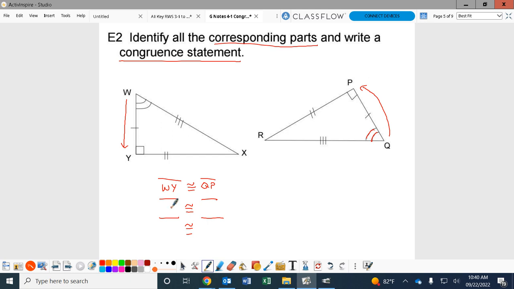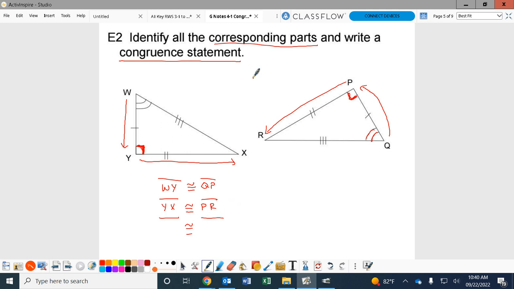Okay guys, here we go. If I go YX, I'm going from the right angle symbol to nothing. What would that be on the other one? Right angle symbol to nothing would be PR. Where's the right angle symbol? Do you see this right angle symbol right here? See that? I'm going from that to where there's nothing. So I'm going from here to here, which is from P to R.